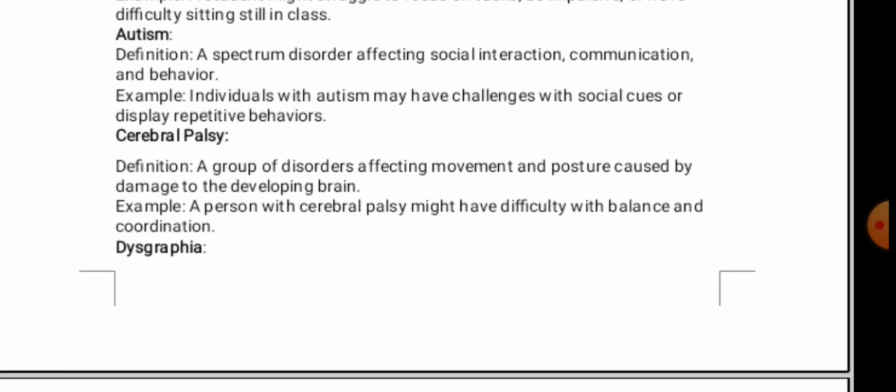Now autism, what is autism? Let's see. A spectrum disorder affecting social interaction, communication, and behavior. Individuals with autism may have challenges with social cues or display repetitive behaviors. Now, autism is a condition or disorder in which the child is not able to express himself or herself, which means that they are antisocial type, which means they do not know how to socialize in the group, how to talk in the group, how to behave in the group, how to make friends, how to communicate, and how to behave according to the needs of the situations. They do not know. So they have social challenges.